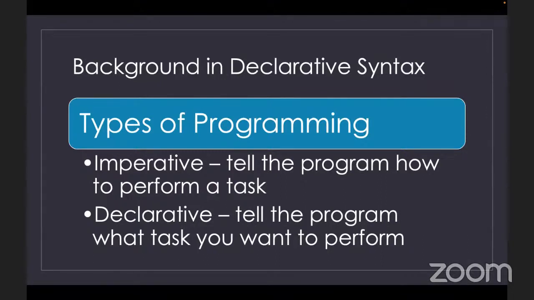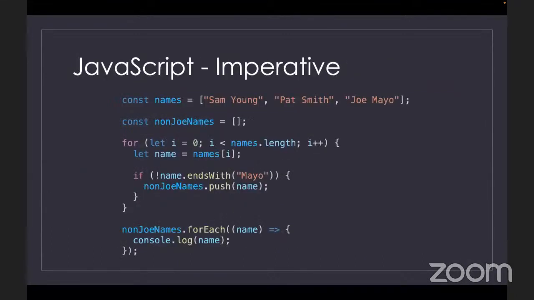What I'm going to do is show you a few different language examples. We'll look at JavaScript and Python, and then I'll show you the same thing in C#. So let's look at some imperative code in JavaScript. You can see at the top, there's a names array and a non-Joe names array. As you might guess, I want to put all of the names from the names array into the non-Joe names array that do not end with the last name of Mayo.